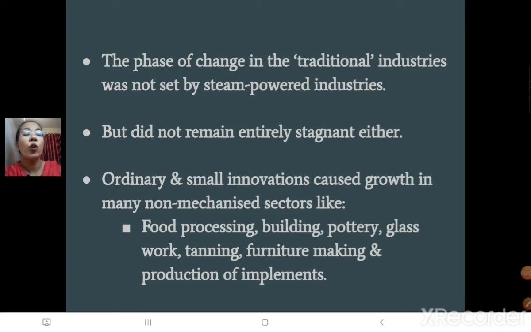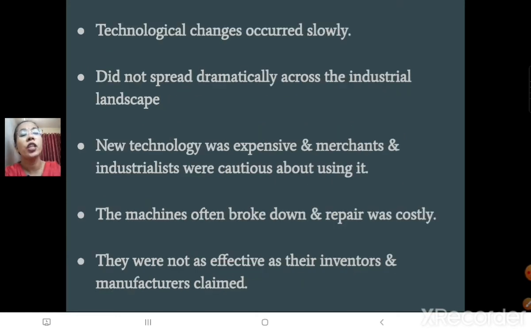Now, the fourth point was, though the society could see the technological changes, it did not spread dramatically across the industrial landscape. For example, if an innovation has taken place today, can you expect it to spread tomorrow itself? No, it is not possible. Similarly, the technological changes that started taking place occurred very slowly. There were some reasons behind it.